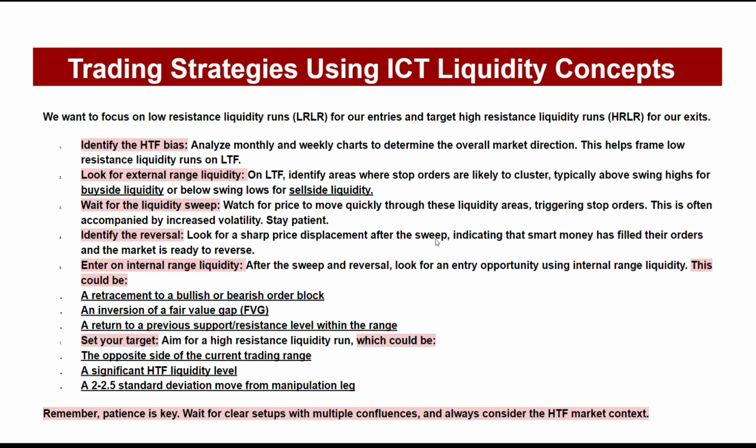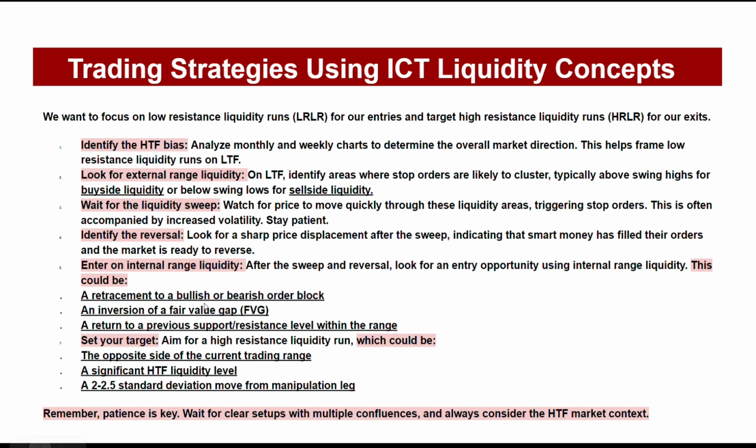Look for sharp displacement after the sweep, showing that smart money has filled their orders and the market is ready to reverse. From there, we can look for a CISD or a fair value gap inversion. We want to look for the PD array in the opposite direction to be invalidated. So we want to enter on the actual internal range. After the sweep and the identification of a reversal, we want to look for an entry opportunity using the internal range liquidity.